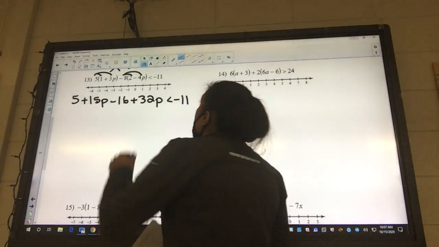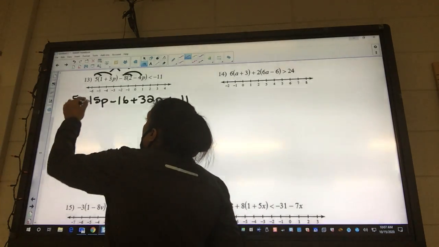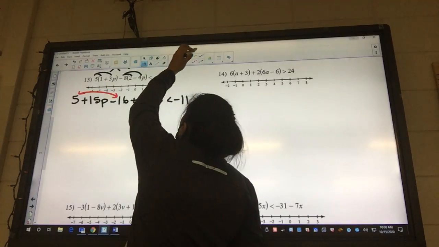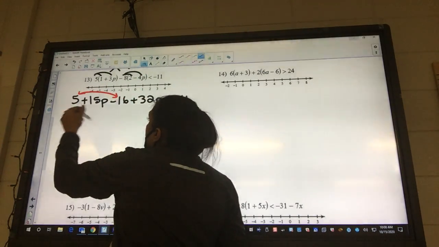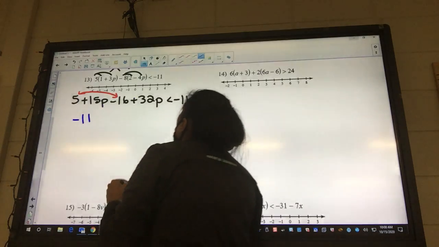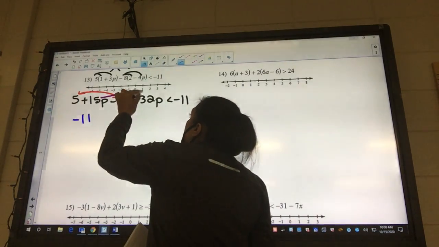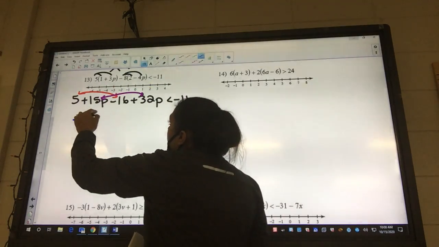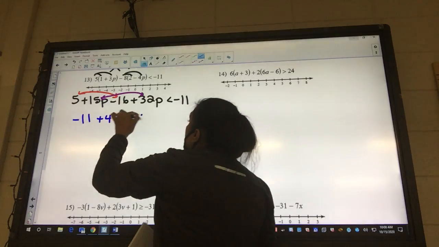We're going to combine our like terms. What can we combine? The 5 and the -16 to give me -11. What else can I combine? The 15 and the 32 to give me 47p.